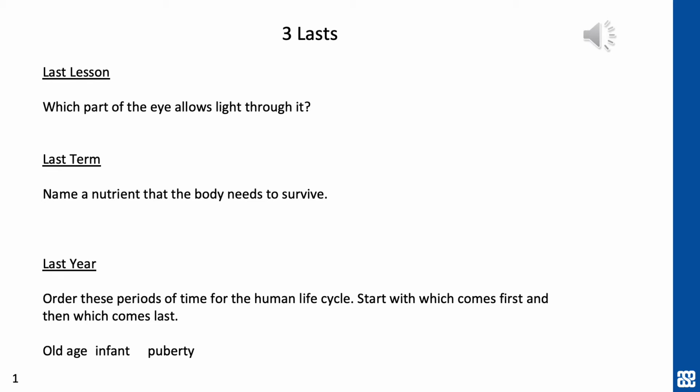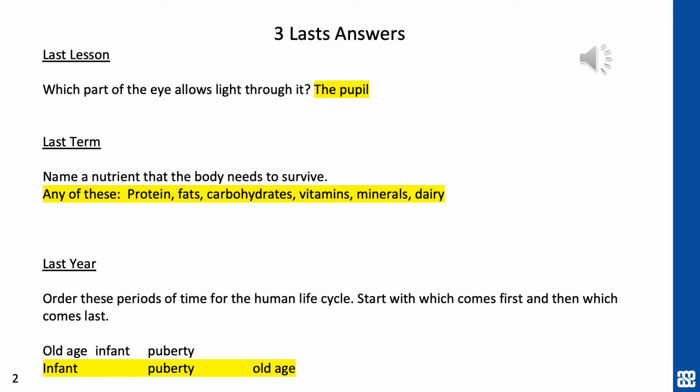Start with which comes first and then which comes last. So you've got old age, infant, and puberty. So which one's first, which stage of development, so which one comes last? The answers will be on the next slide, ready for you to check your own work. So let's go through the answers together.